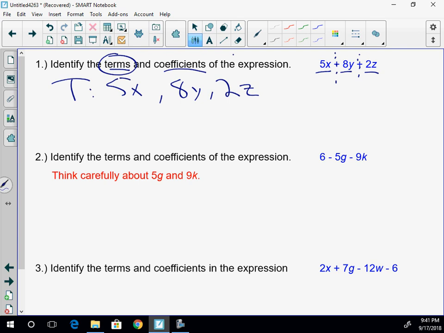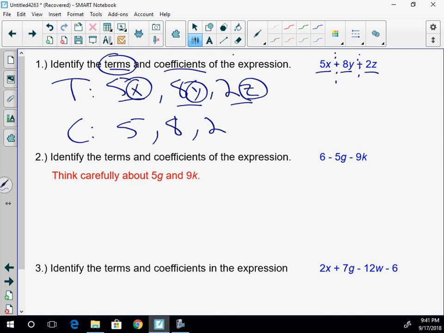All right. Now my coefficients, when I list out my coefficients, I look at the terms that I've listed out. And here's what I look at. Does it have a variable? Yes, it does. What is the number up front? 5. That's my coefficient. Does it have a variable? Yep. What's the number up front? 8. Does it have a variable? Yes, it does. What's the number up front? 2. All right.